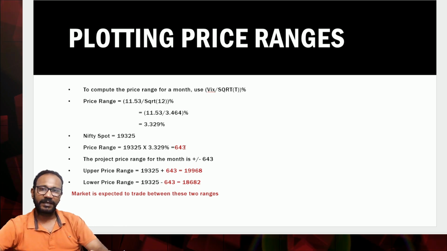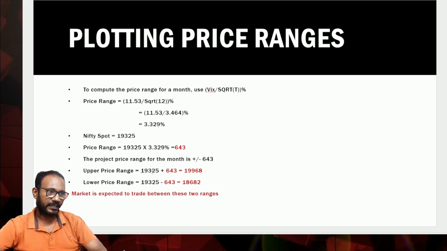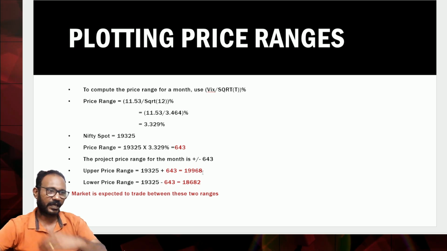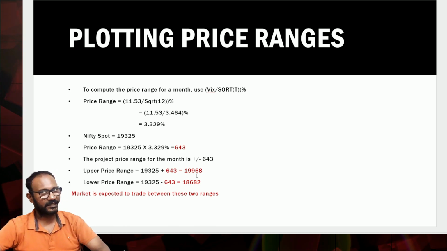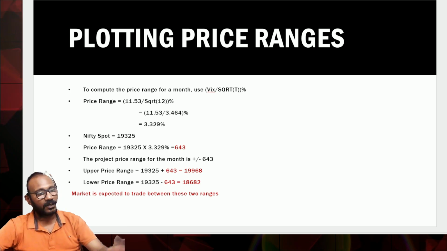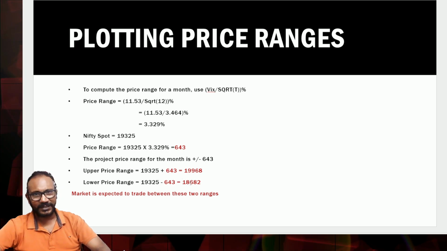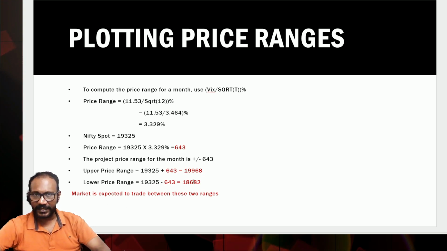Now I have to find the upper band. The upper band is plus 643 on the spot, which is 19,968. That is the upper band I am expecting the market to reach in the next 30 days, not for the year, for the next 30 days. On the downside, I expect the market to be trading at 18,682. So this is where I expect the market to trade, right?